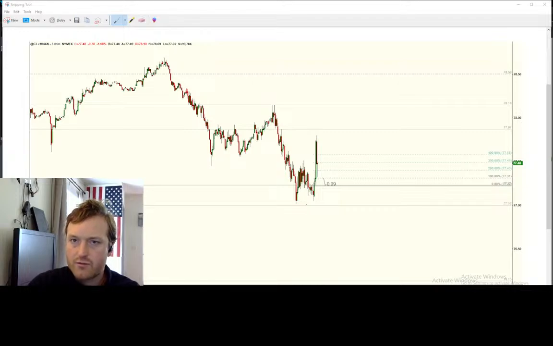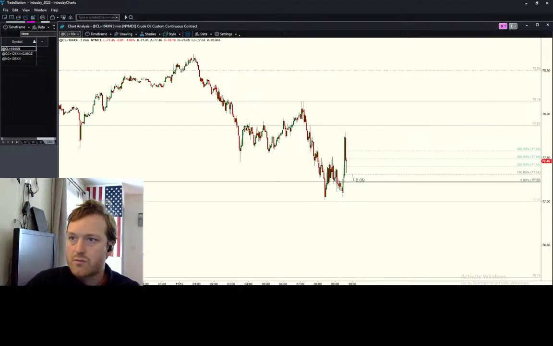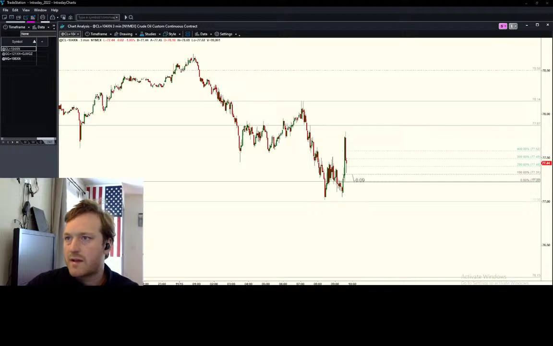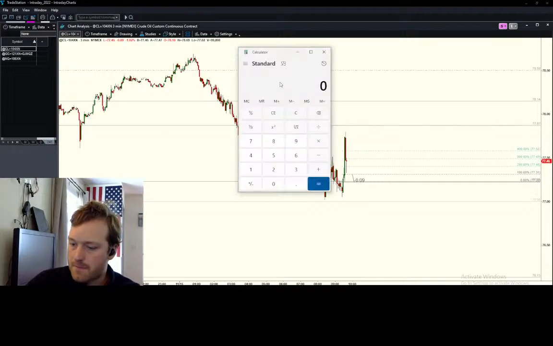That's positive 220. Should have risked more, but whatever. That was a 1-to-1 we got out at. 6 apples, and we made 6 apples on it. That's fine. That's cool with me.